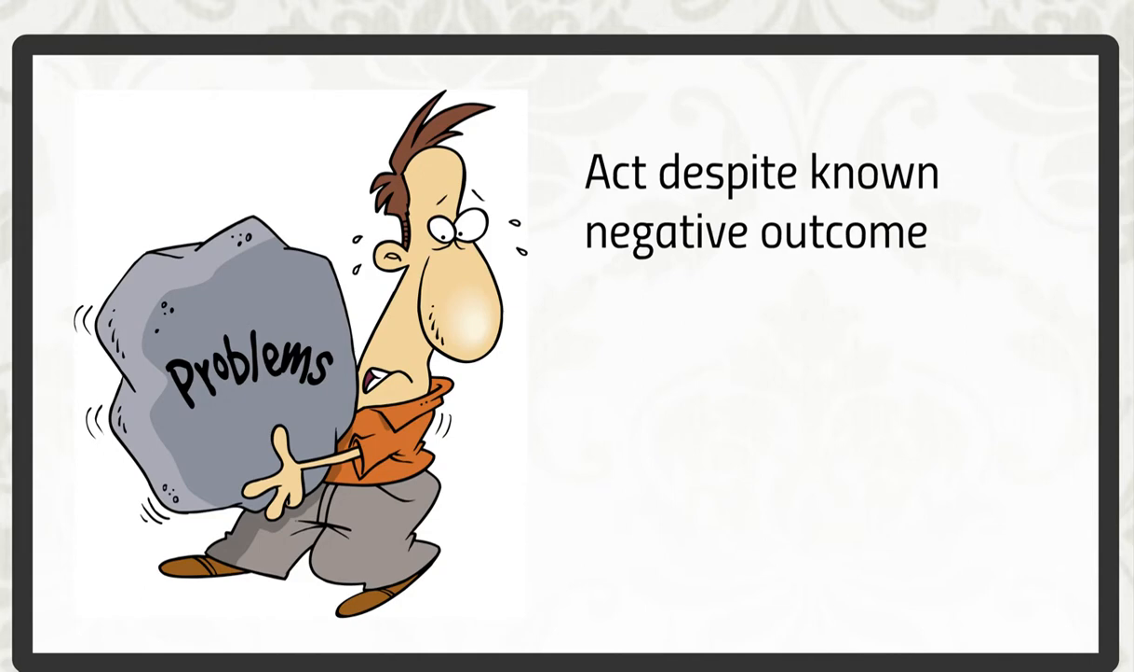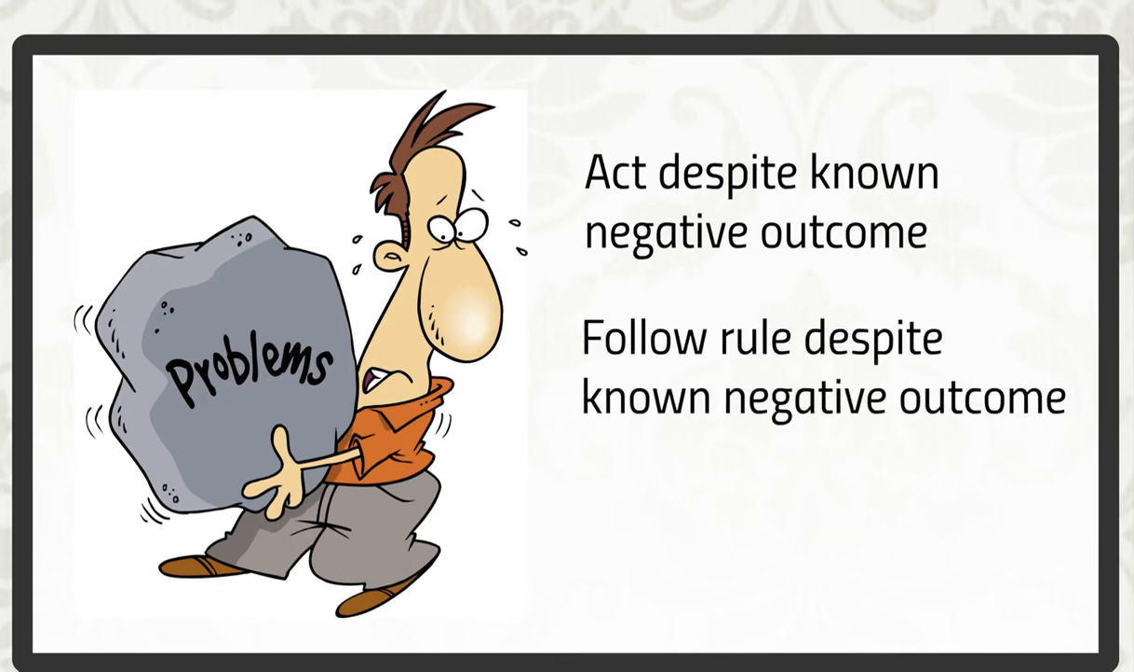Another situation could be when there are conflicting responsibilities, like a case where maintaining confidentiality might harm another person. In this case, you would need to follow a rule despite knowing that there's a negative outcome. Again, that rule being confidentiality, regardless of knowing that there are negative consequences as a result of following that rule.